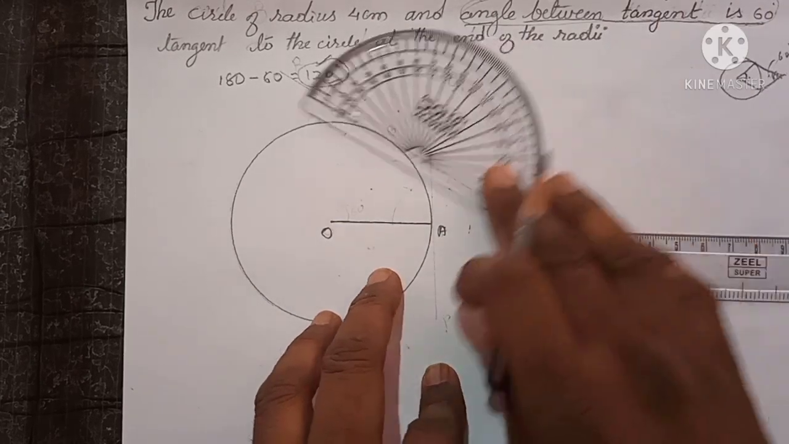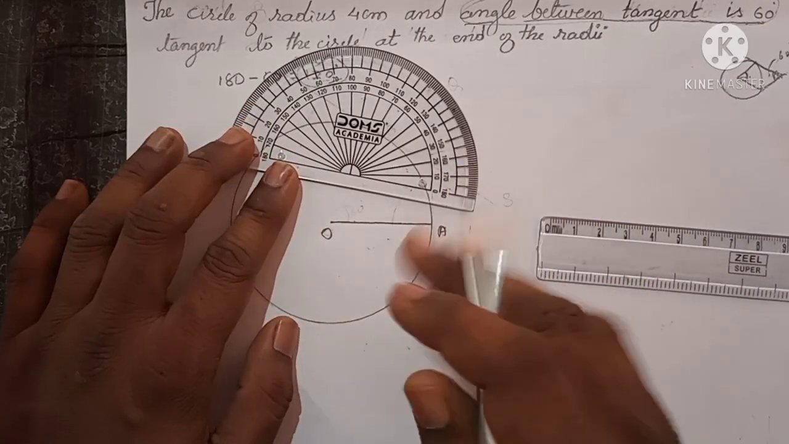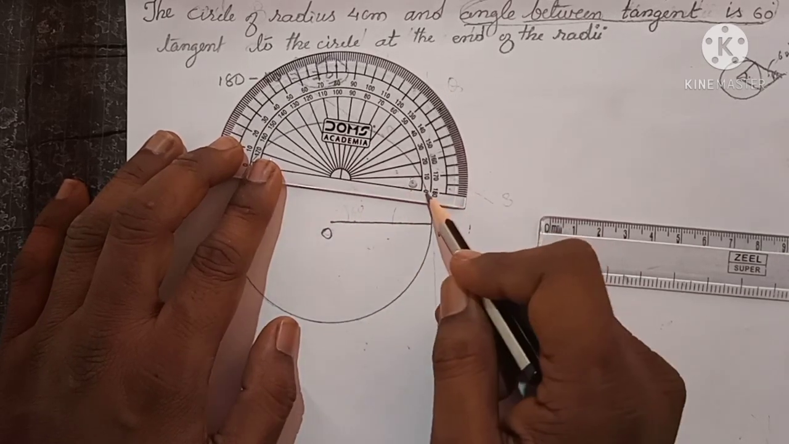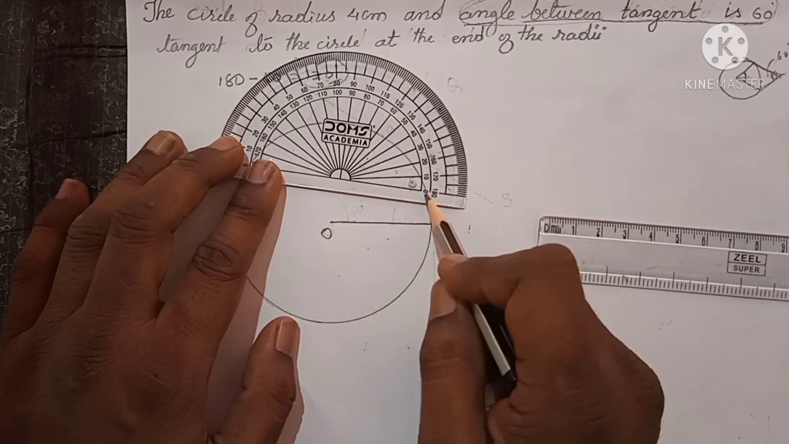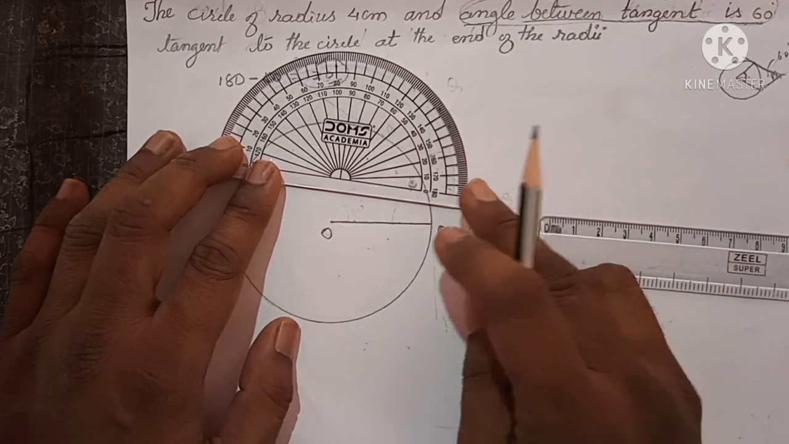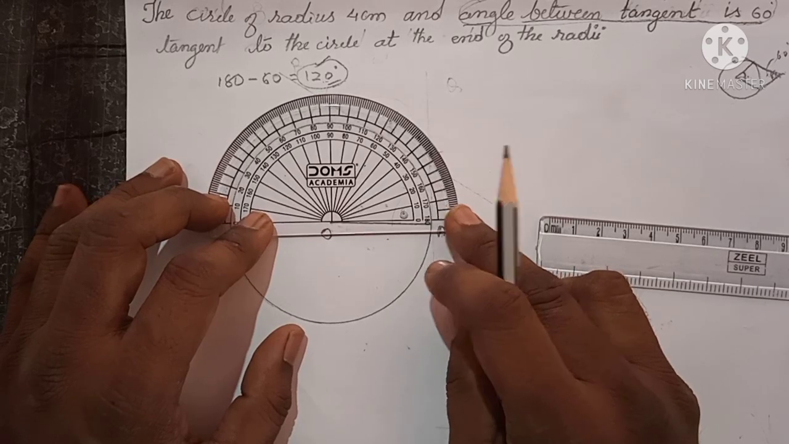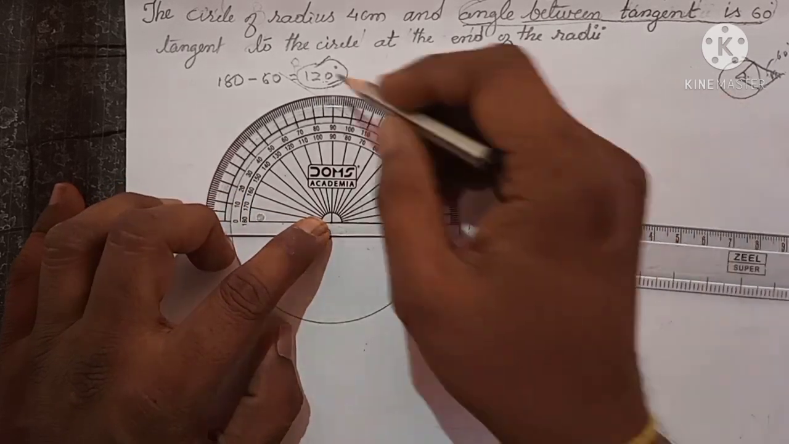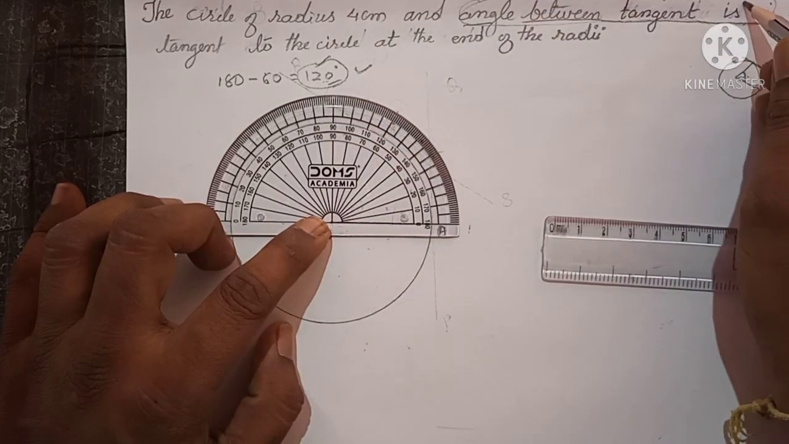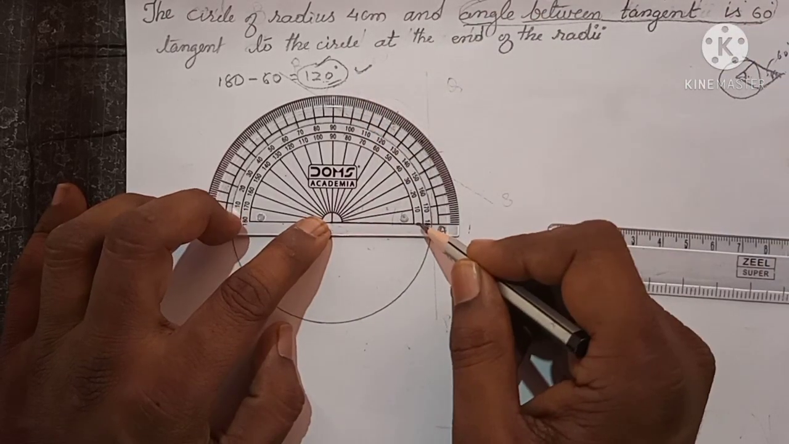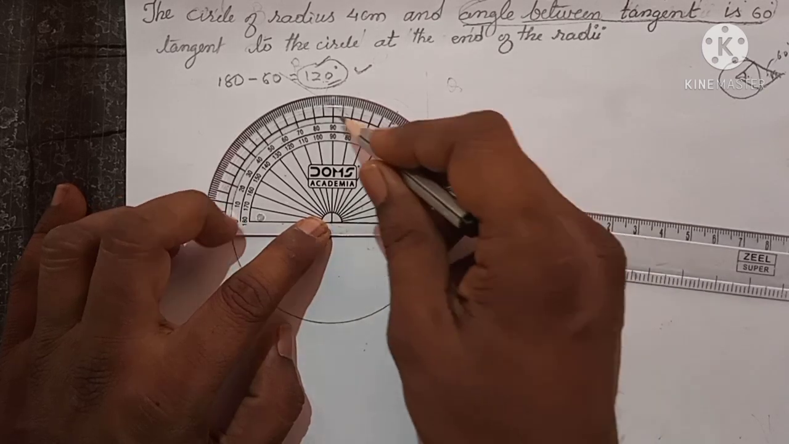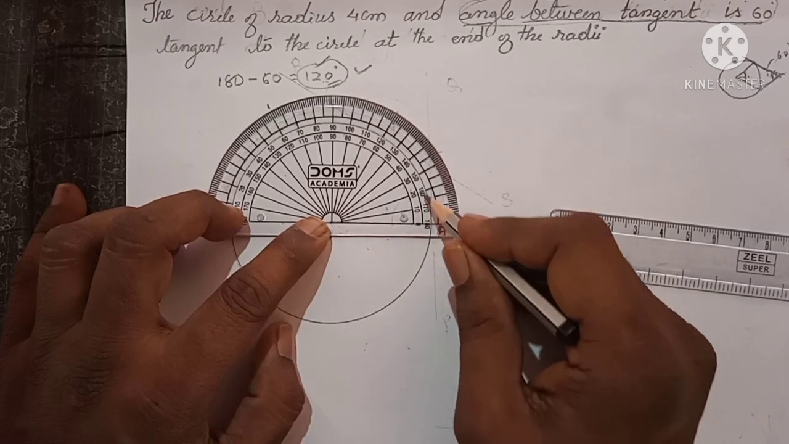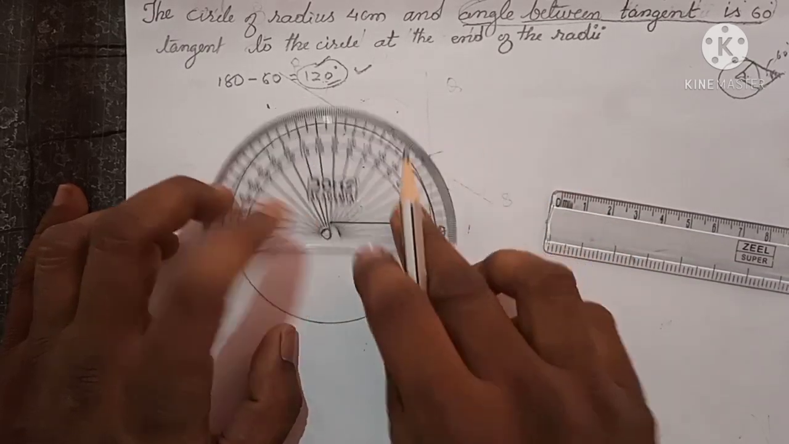You can use the protractor. Place the midpoint of the protractor at the center of the circle, and the 0 degree of the protractor lies on the radius, like this. Make the angle 120 degrees, not 60 degrees. Start from 0, 10, 20, 30, 40, up to 120 here. Understood? Count from 0 degree to 120 degrees.